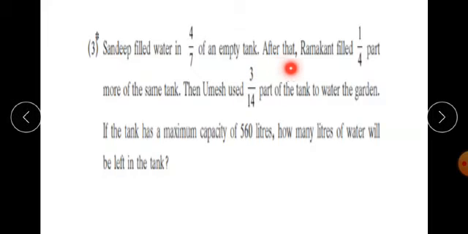Now, last question of the third question: Sandeep filled water in 4 upon 7th of an empty tank. After that, Ramakant filled 1/4 part more of the same tank. Then Umesh used 3/14th part of the tank to water the garden. If the tank has maximum capacity of 560 liters, how many liters of water will be left in the tank?